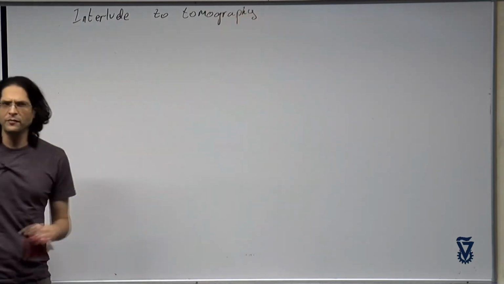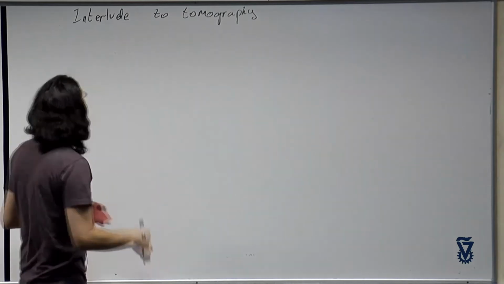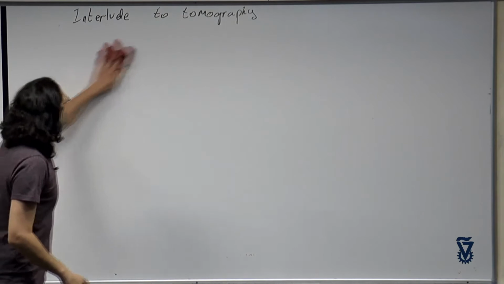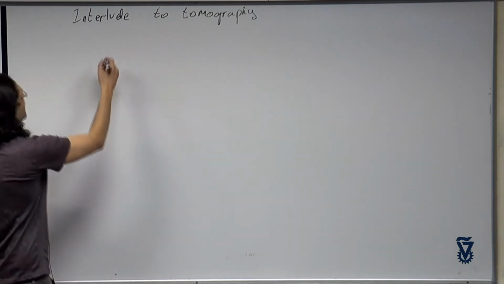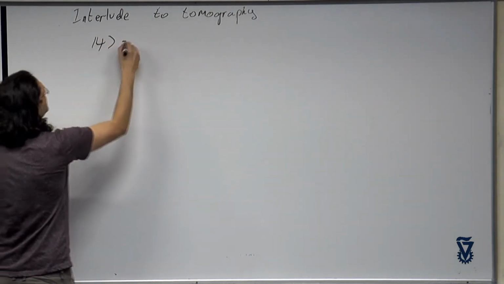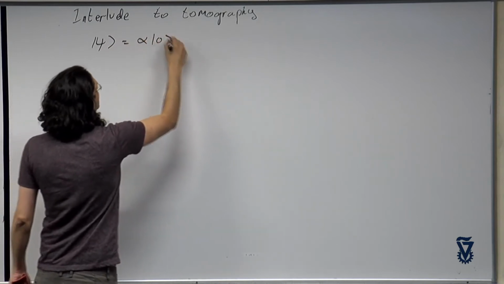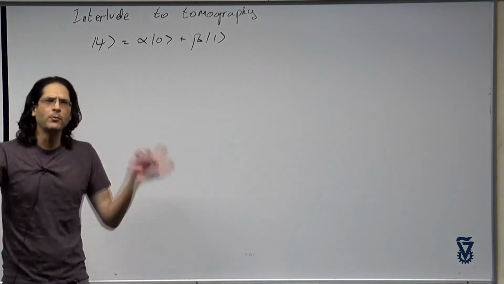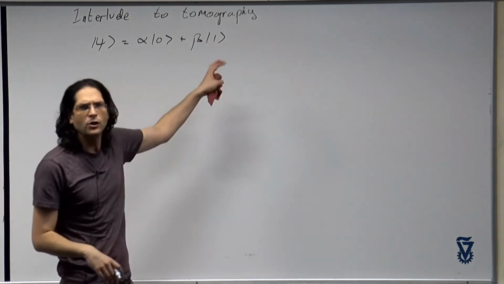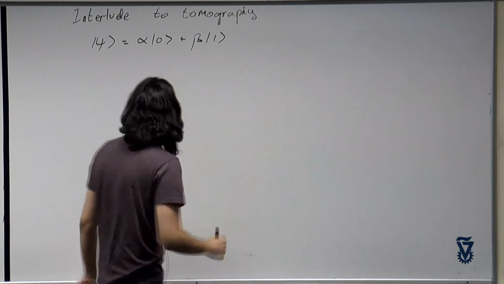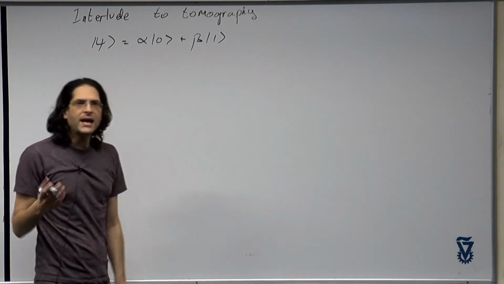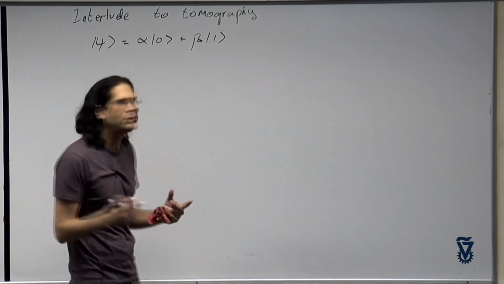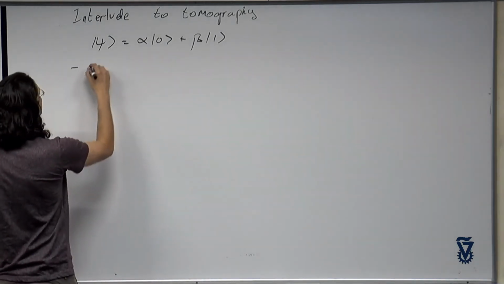Maybe this should have been in the notes and done beforehand, but it's fine. So the way you do tomography, remember, you have some psi, and psi is some alpha|0> plus beta|1>. This is a state. This can also be a multi-qubit state, so you can have many, many qubits with many, many amplitudes. But the idea is that every time, you have many, many copies. So if you want to do tomography, you need many copies.